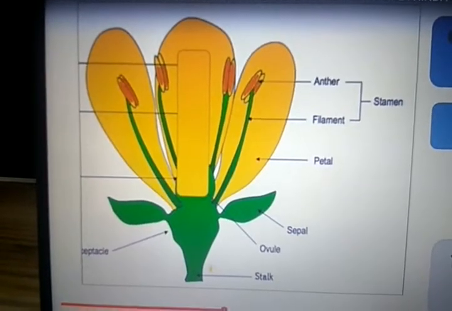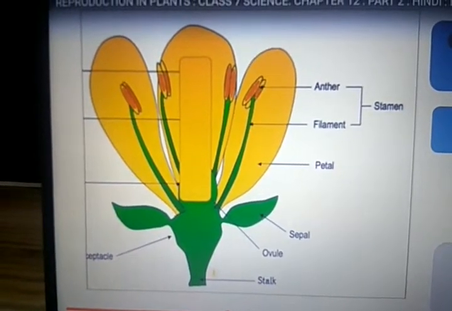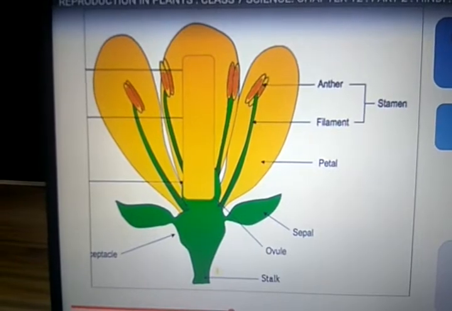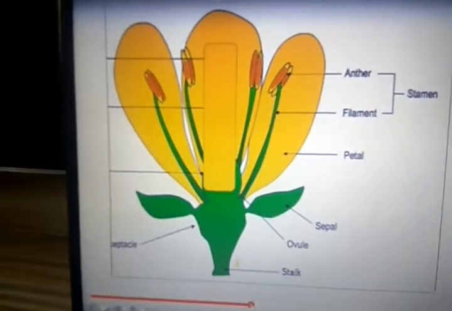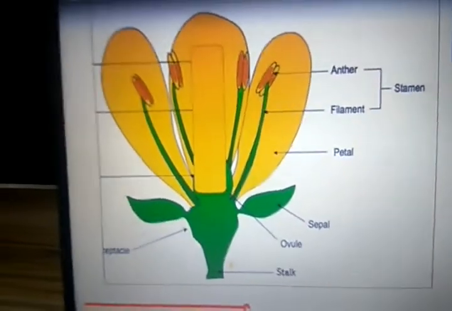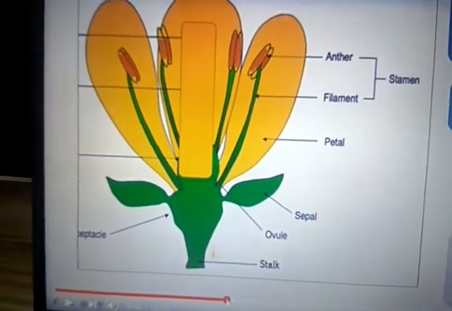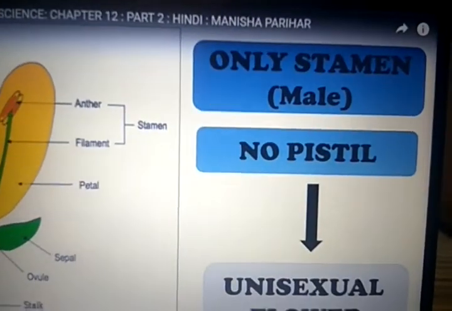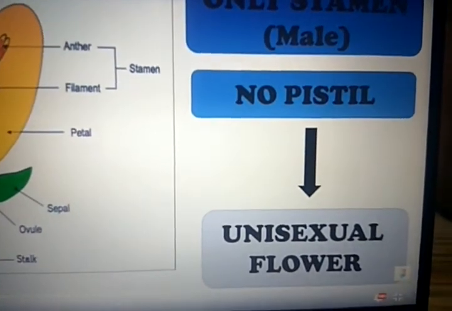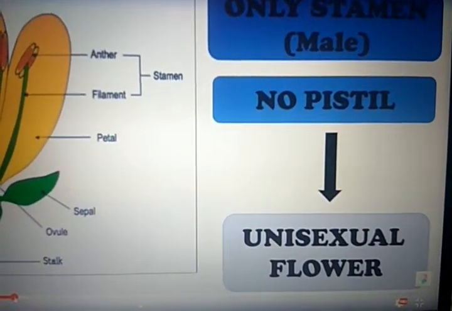Now dear students, you observe this flower figure. You look, here the pistil part is not there, the stamen part is here, right? Look, here this is empty, the pistil is not there. So what do we call this? Only stamen, the male part, is there, no pistil is there. Unisexual flower.